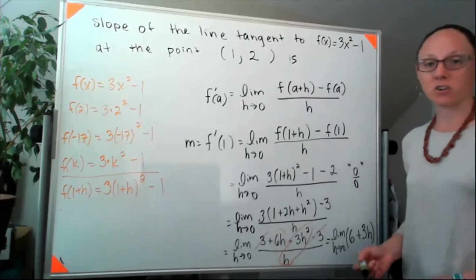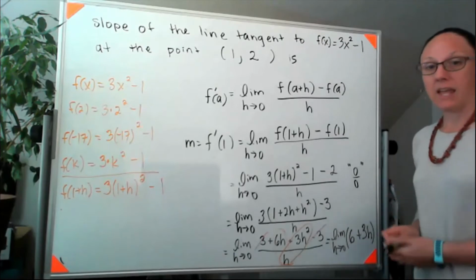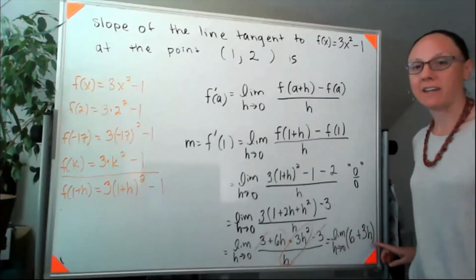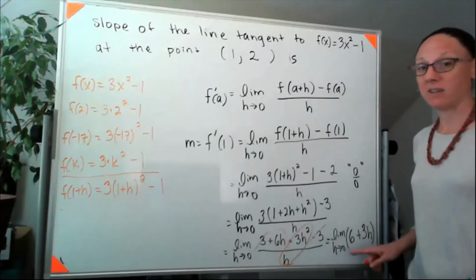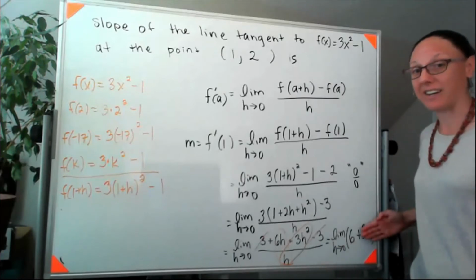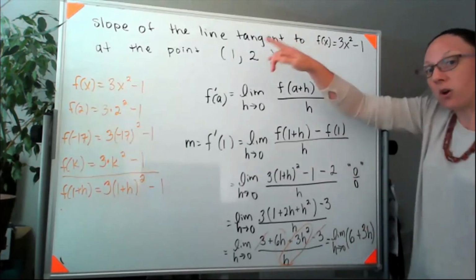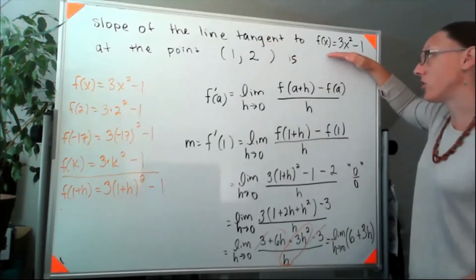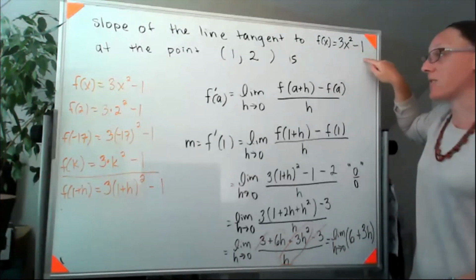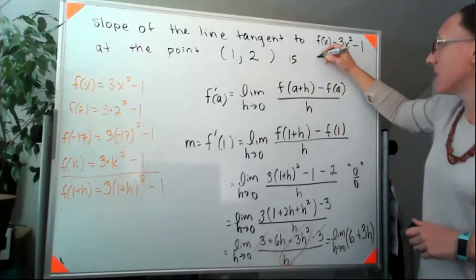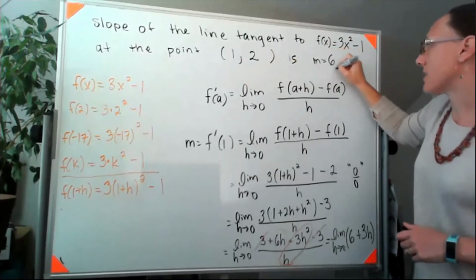So our final answer in terms of the slope, now that I don't have a denominator, when we plug in 0 for h, nothing bad happens. When we plug in 0 for h, we get an answer of 6. So the slope of the line tangent to f of x equals 3x squared minus 1 at the point (1, 2) is 6.